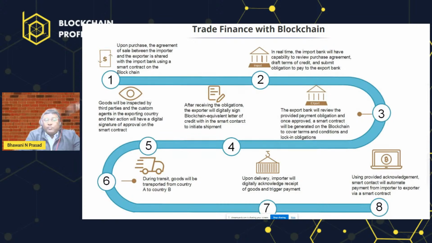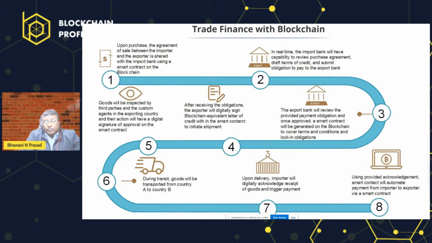Next, after receiving the obligations, the exporter will digitally sign. So there is a signing there. The exporter, who is selling, digitally signs, and a blockchain equivalent letter of credit is created digitally for the initial shipment, and the shipment is initiated. So next, in step 5, goods are inspected by third parties, such as auditors and customs agents in the exporting country, and their actions will have a digital signature. So all signing here is digital.